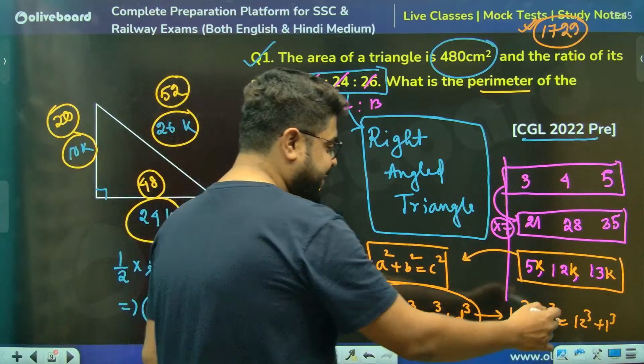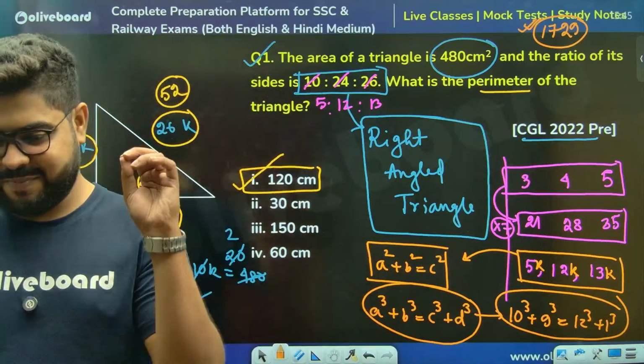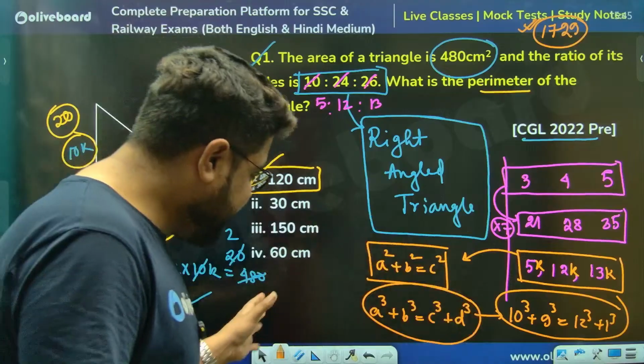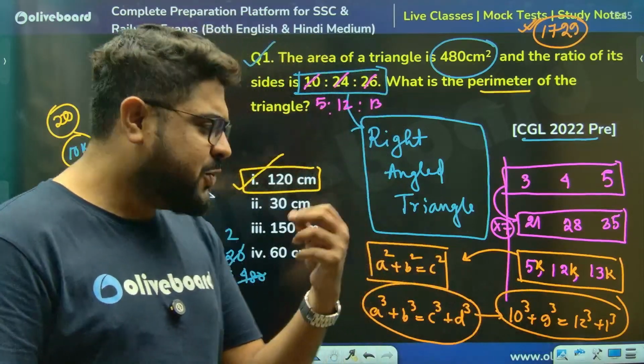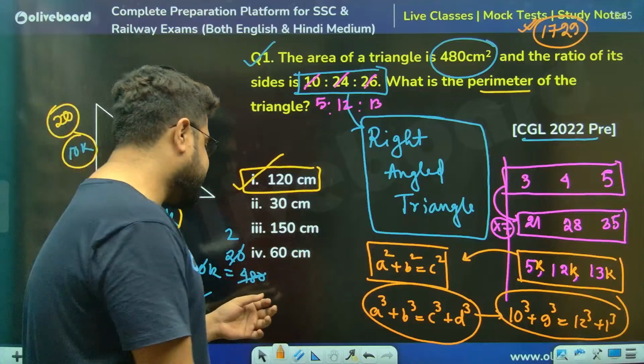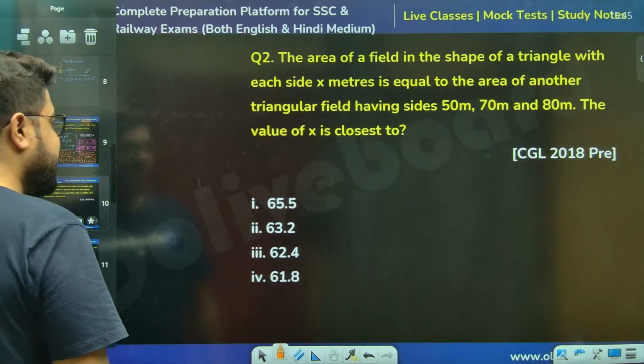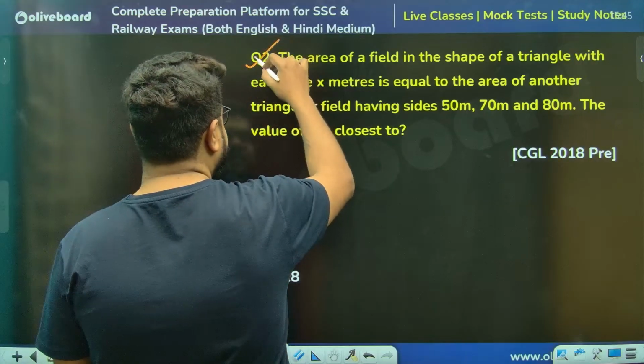Okay, chalo, let's not waste time. This is just trivia. Sometimes you need to love numbers. At the end of the day, you are learning mathematics. So with maths, you have to develop some passion towards it. Chalo, sir. Next one.